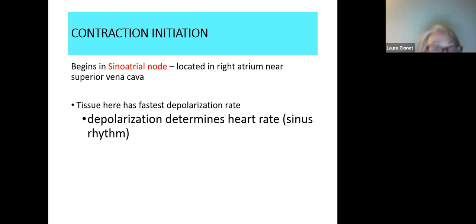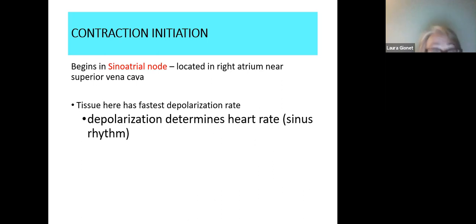The tissue here depolarizes the fastest, and so the impulse generated from that sinoatrial node rather quickly spreads around the walls of the right atrium and is also carried over to the left atrium, so that the impulse travels down the walls of the left atrium as well, so that they can both contract together simultaneously.